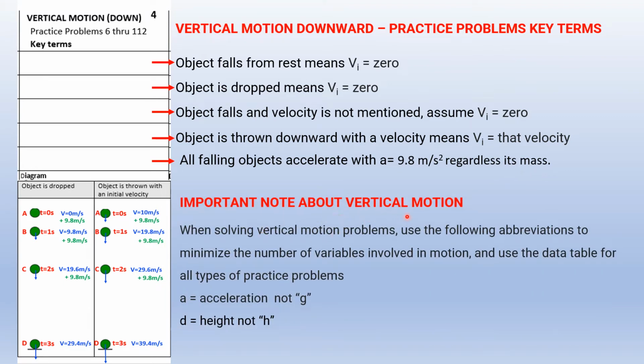Important note about vertical motion. When solving vertical motion problems, use the following abbreviations to minimize the number of variables involved in motion, and use the data table for all types of practice problems. Make A acceleration, not G. Make D the height, not H.